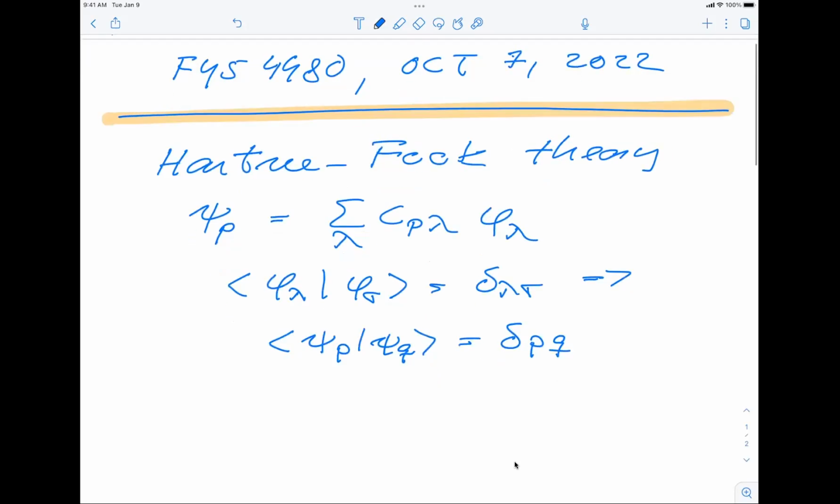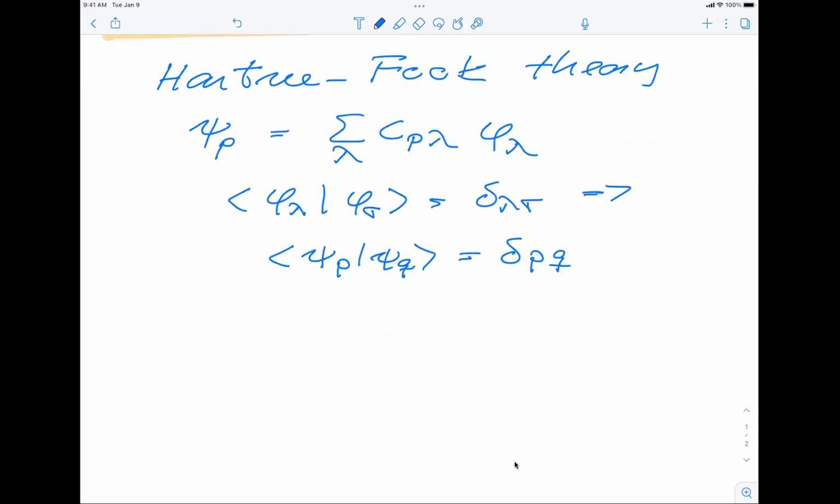Now, the original basis which we had, let me quickly remind you of these things, this lambda basis is now an eigenbasis of the Hamiltonian H0.